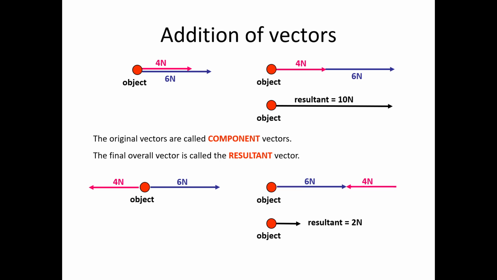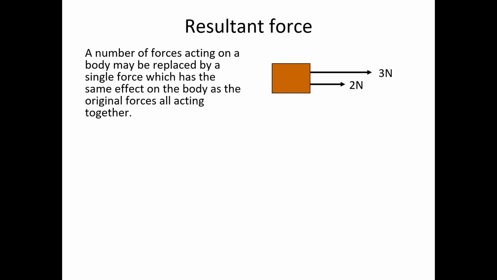And hence the resultant of 2, the length of the arrow, is going to be proportional to the size 2. So the resultant is 2, 6 take away 4. Right then, let's have a look at some questions now in a minute.